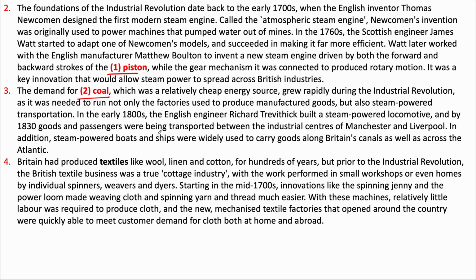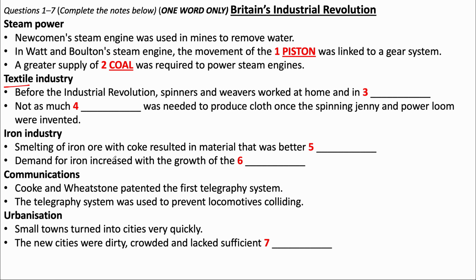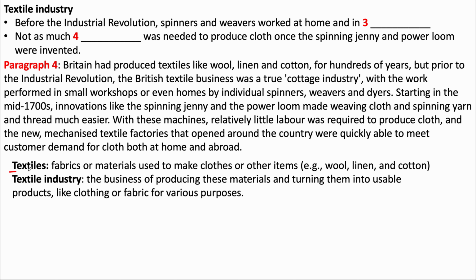Textiles are mentioned in the first sentence of the fourth paragraph. So, this is where we expect the answers of the third and fourth question to be. Textiles means fabrics or materials like wool and cotton that are used to make clothes and other items. Textile industry means the business of producing these materials.